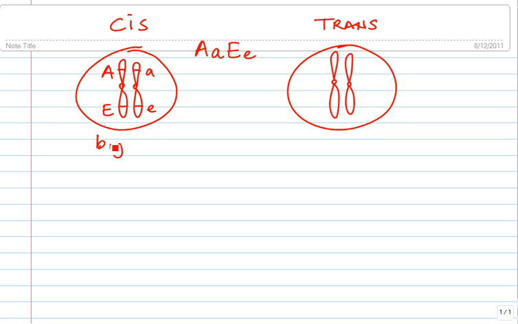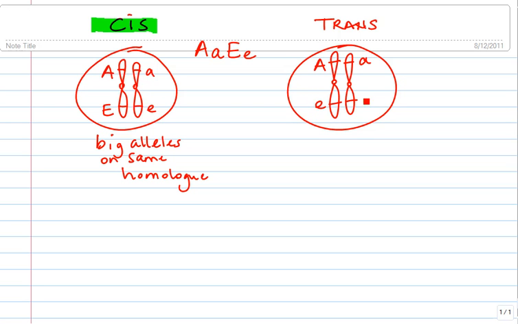Because the big alleles are on the same homolog, we call that a cis arrangement. They're arranged in cis. We can also, just as easily, arrange these alleles in trans, where the big A is linked to the small e and the small a is linked to the big E. This is known as in trans because you're kind of going across.